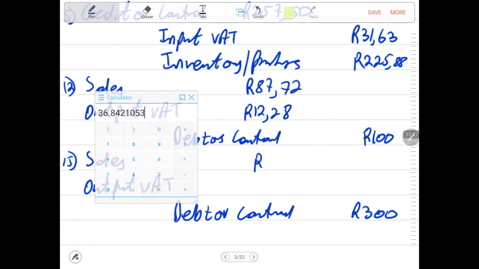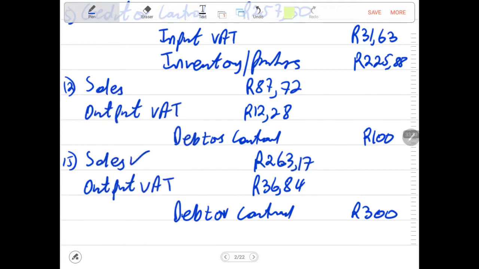So now our output VAT in this case will be 36 Rand 84 cents, and we minus this from 300, it will give us 263.16. So now you do the same thing, record sales under the sales column, record output VAT under the VAT control column, then debtors control, you record it under the debtors control column. Now I'm not going to be showing you that again. It's the same copy and paste information.